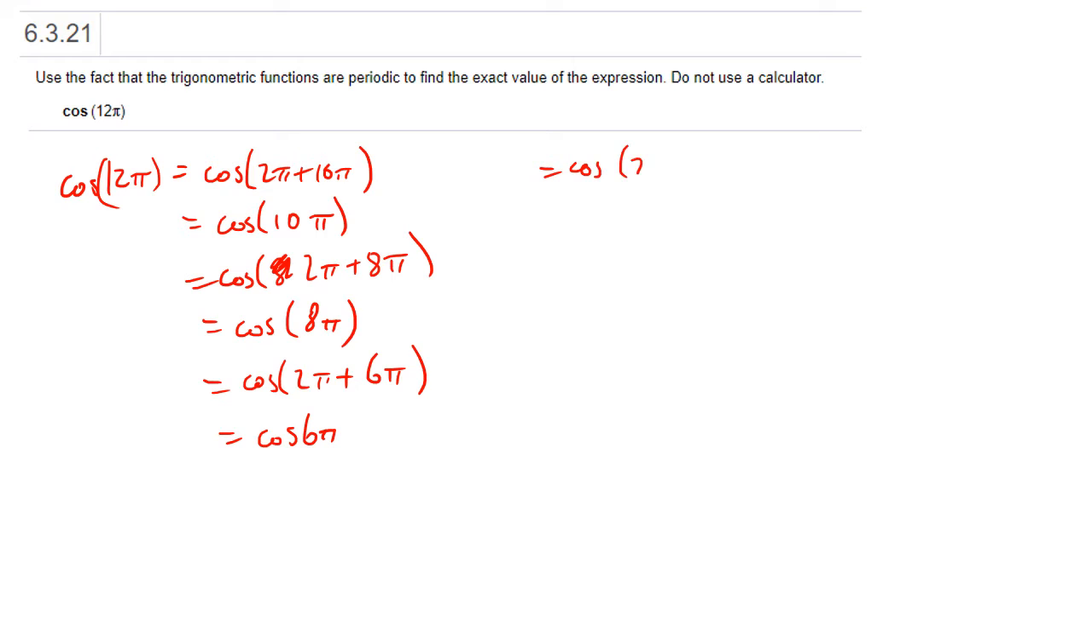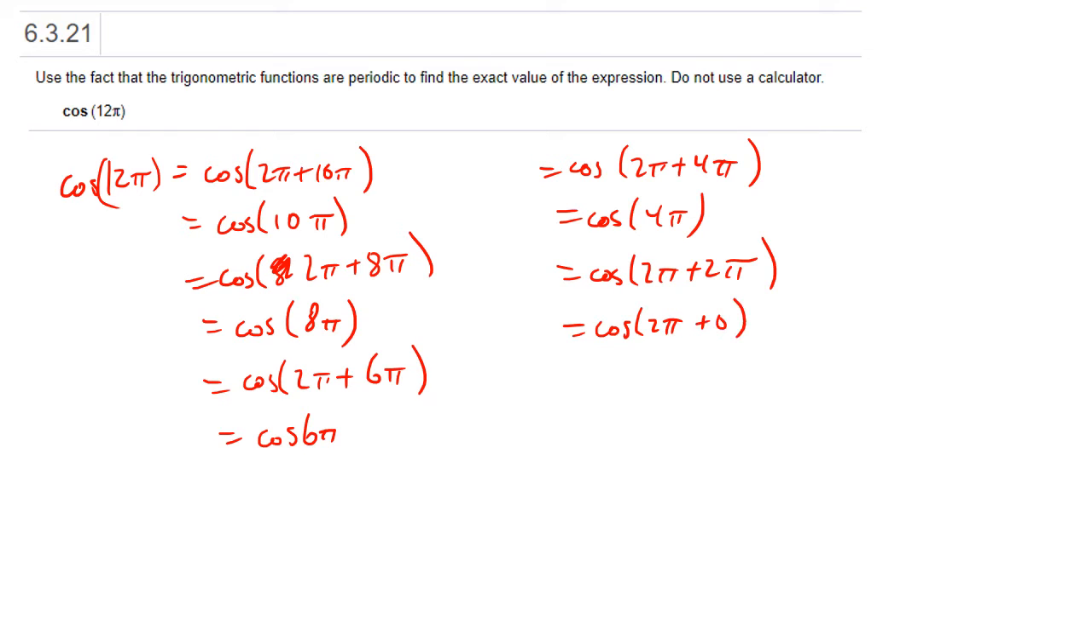which is going to be the same as the cosine of 2 pi plus 4 pi, but I get to ignore going around once, so that's the cosine of 4 pi, which is the same as the cosine of 2 pi plus 2 pi, but I get to ignore going around once, so that's the cosine of 2 pi, notably plus 0, and I get to ignore the 2 pi, so that's the cosine of 0, which is exactly 1.